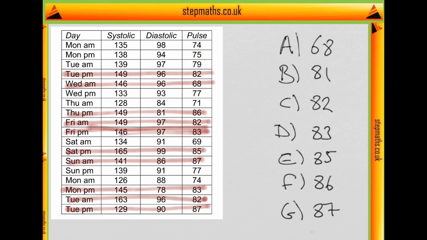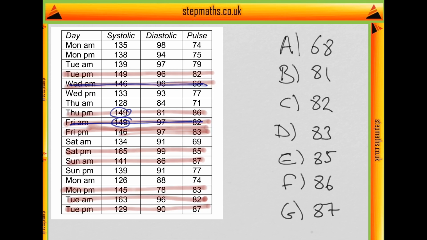table. We now have to find a way to eliminate this still further, and the fast way to go about doing that would be to consider pairs. So we look at here, we have 149 and 146, but they both have a 96 diastolic. So clearly we can eliminate the 146, that's going to have a smaller difference than the 149. Again, we have 149 here and 149 here, but an 81 and a 97. So we can eliminate the 97 option.